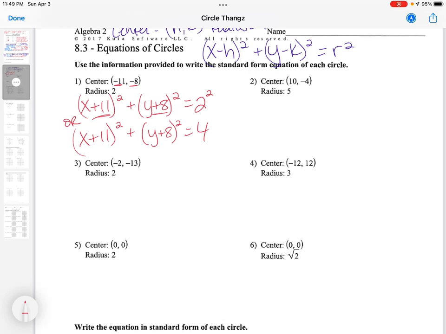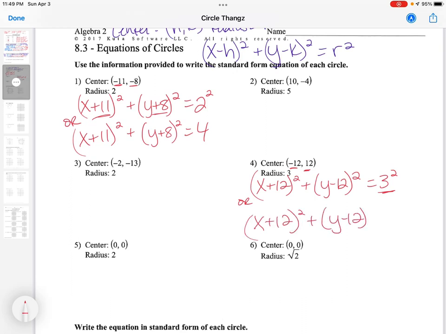And then on number 4, I have one negative and one positive. So I know that my x is going to be plus, because that's the opposite, and then my y would be negative. So (x + 12)² + (y - 12)² is equal to my radius squared. And again, you can write it in this form, or you can go ahead and square it. So (x + 12)² + (y - 12)² = 9.